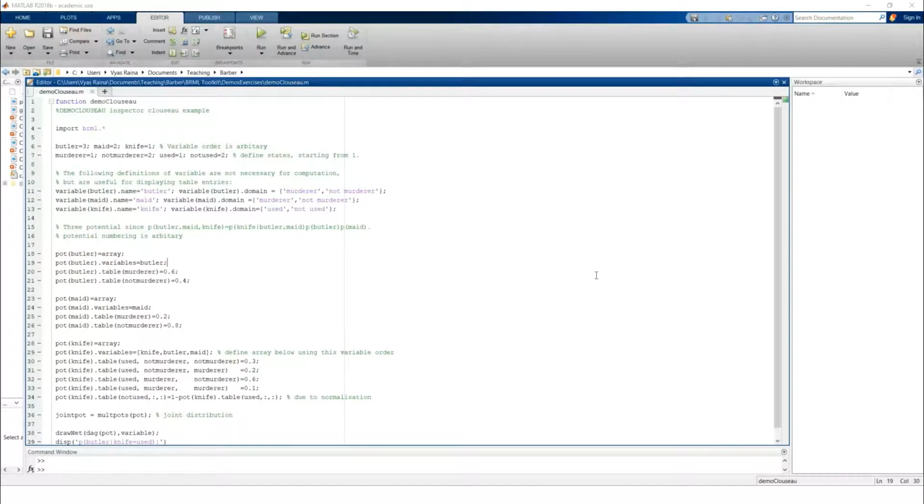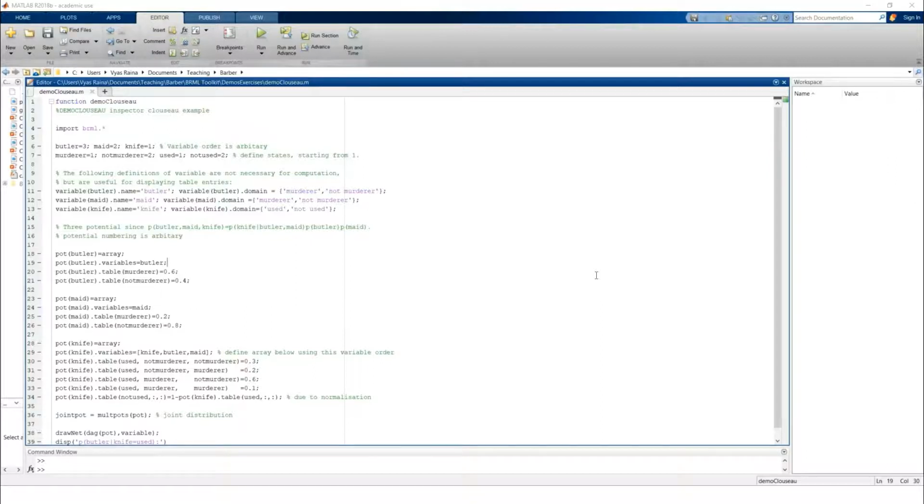The question is actually not quite done yet. It also asks us to modify the demo script, demo Clouseau, given in the BRML toolbox to account for the modifications in the question relative to the original example given in the textbook, example 1.3.